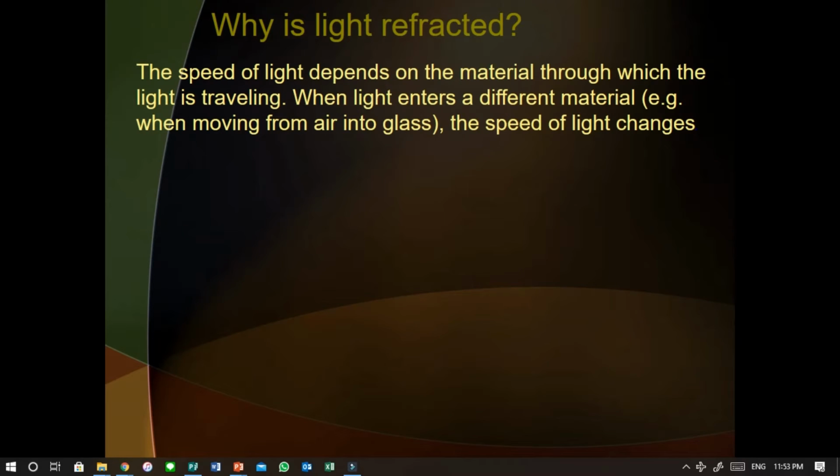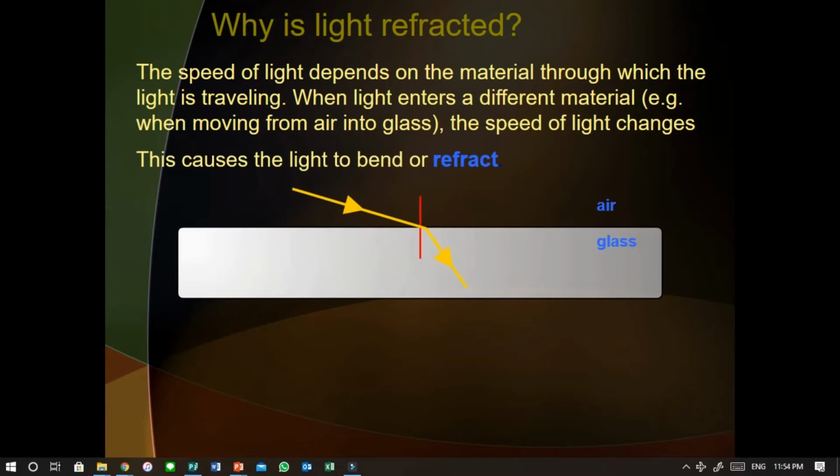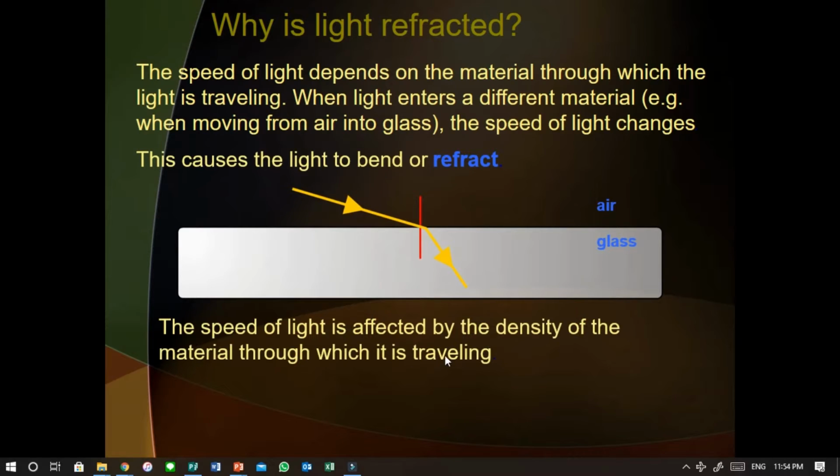We'll talk about light being refracted. The speed of light depends on the material through which the light is traveling. So when light hits water or glass, it changes speed. What happens when it changes speed is it will bend, or it will refract. It's also affected by the density of the material through which it's traveling. The more dense it is, the more it will refract. In order for this to happen, the light must be able to penetrate the material, so it must be transparent.